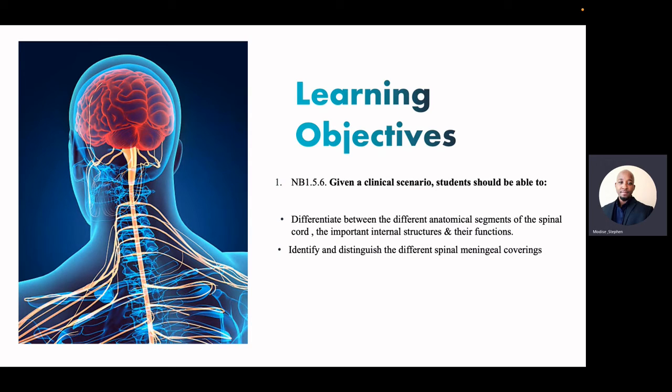We'll also be required to identify and distinguish the different spinal meningeal coverings. Remember, the brain and indeed the spinal cord is covered by three meningeal layers, from outer to inner, being the dura, the arachnoid, and the innermost pia mater. So we'll be responsible to identify these from inner to outer and from the outer to the inner aspect.